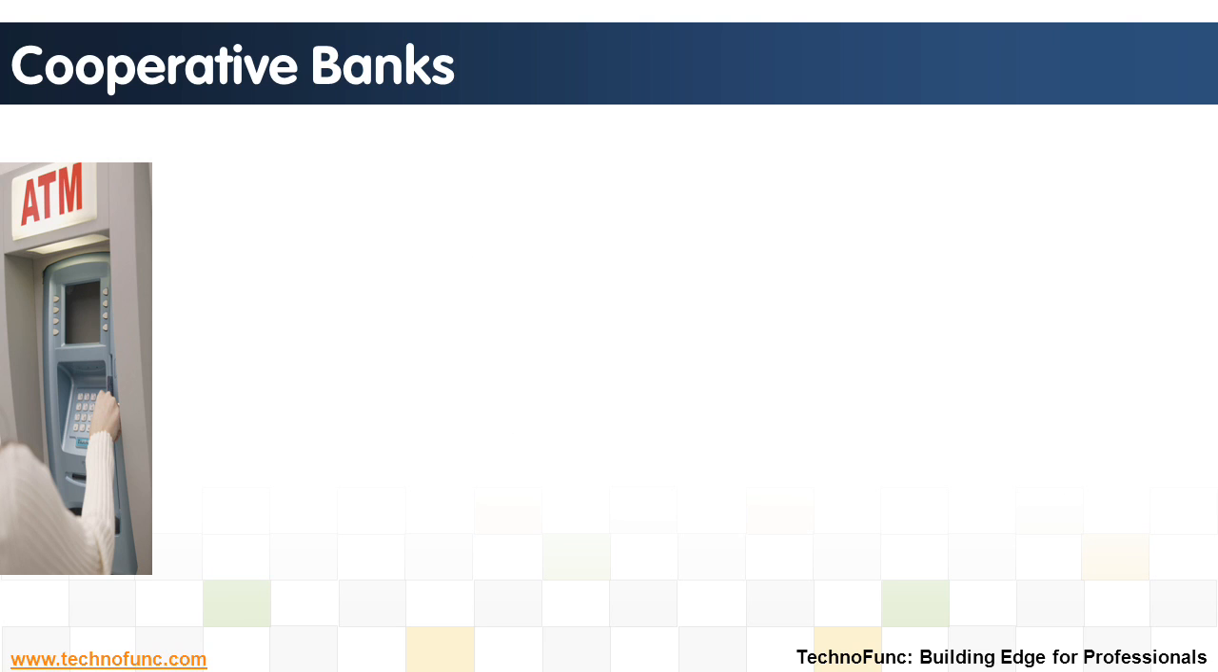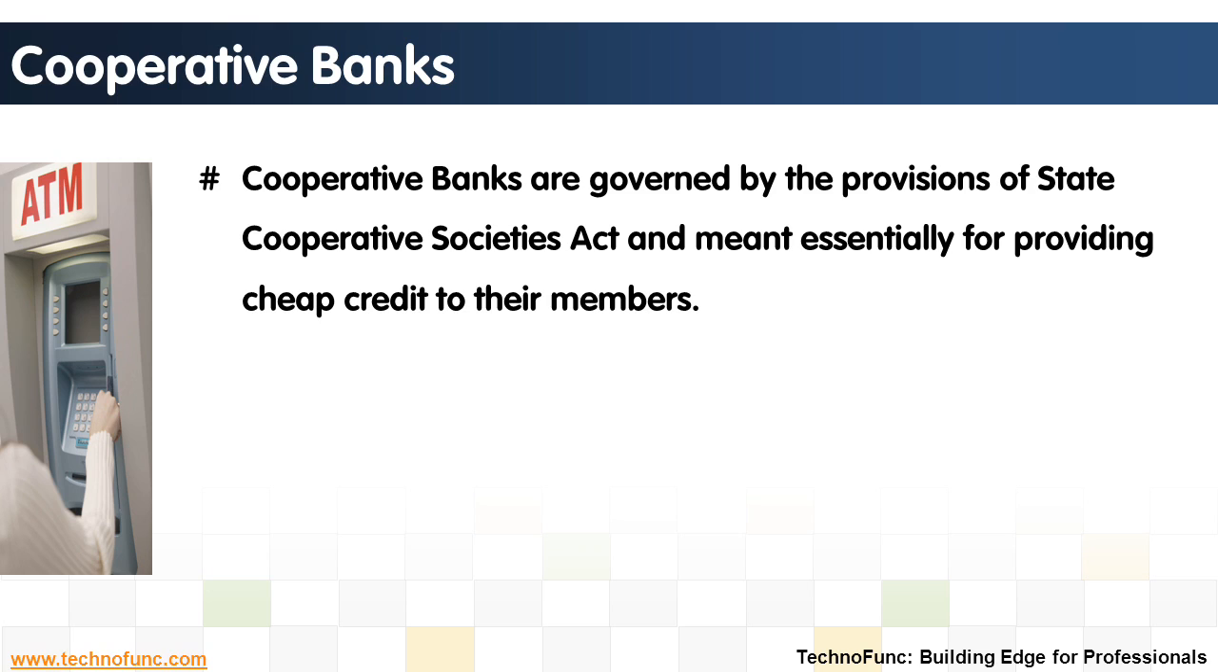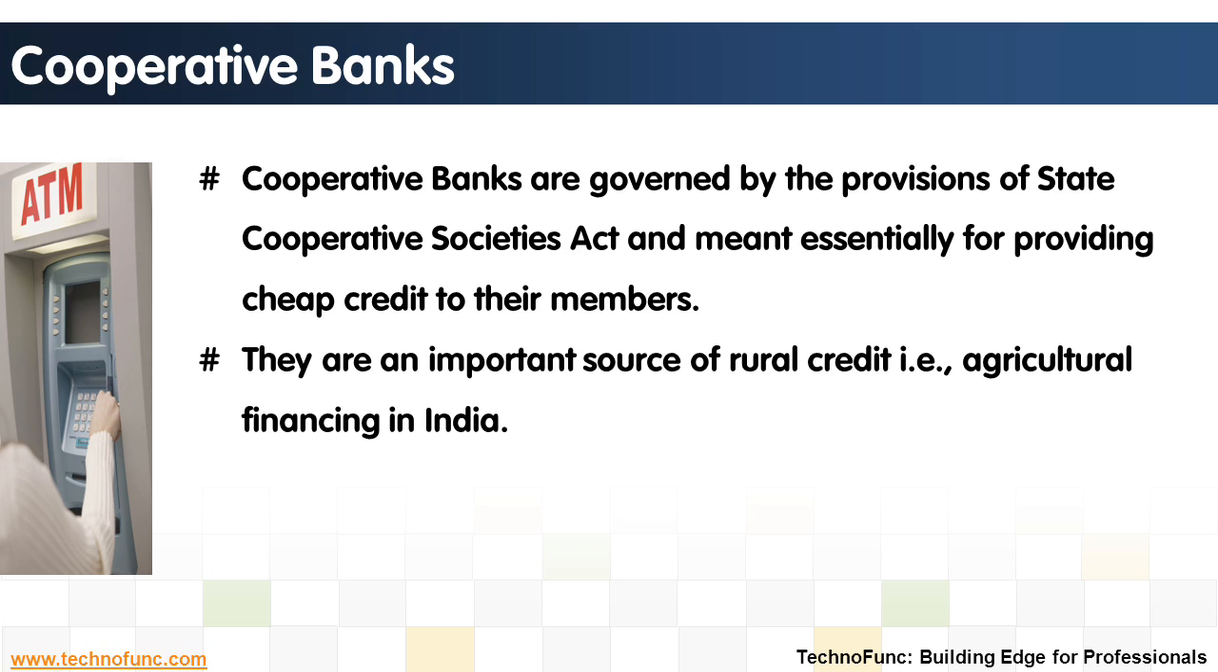Cooperative banks. Cooperative banks are governed by the provisions of the State Cooperative Societies Act and meant essentially for providing cheap credit to their members. They are an important source of rural credit, that is agricultural financing in India.